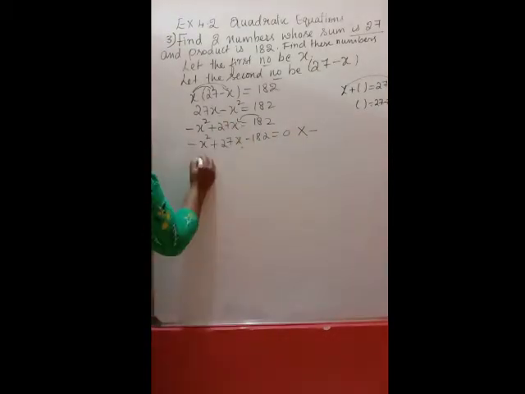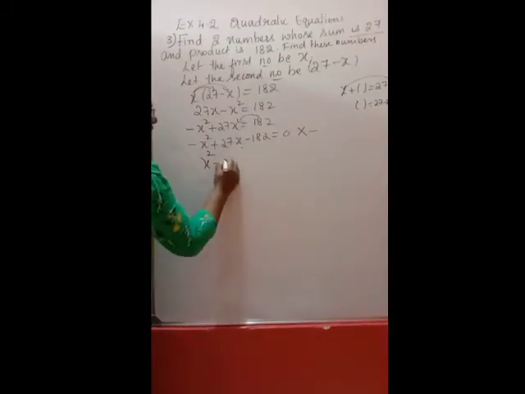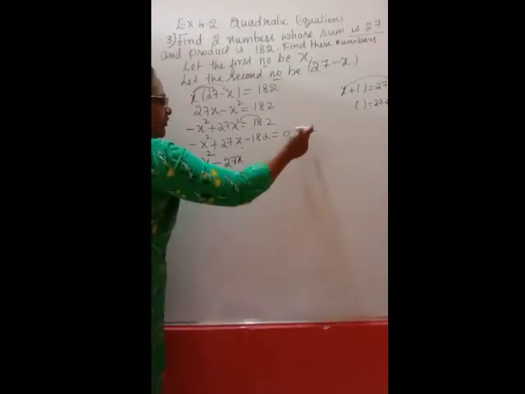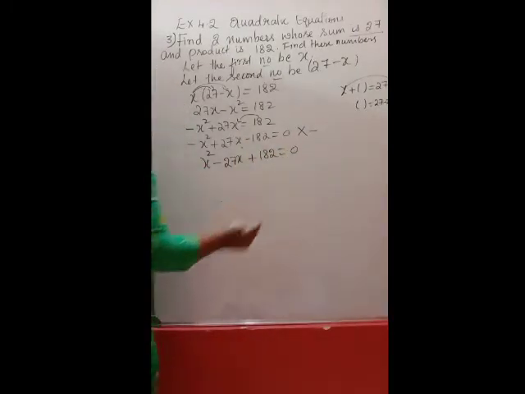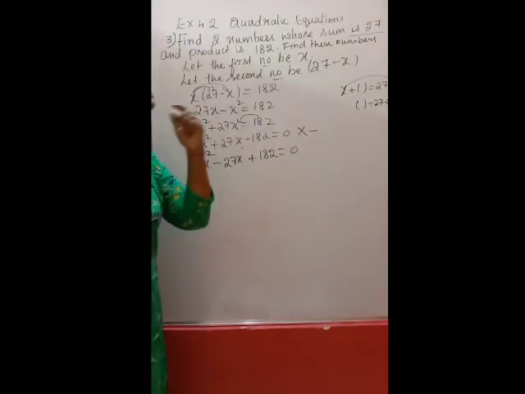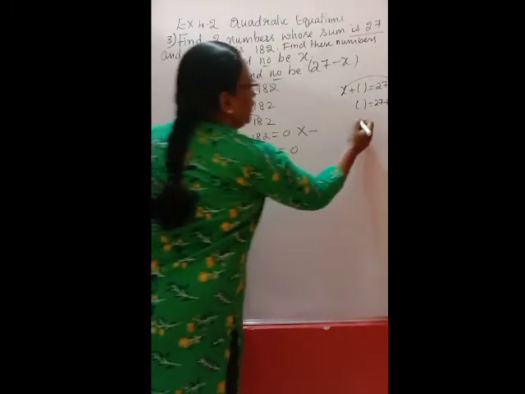Minus into minus x square will become plus x square. Minus into plus 27 is minus 27. Minus into minus is plus. Only you will change the sign, that's all. Change all the signs. Whatever sign they have given, change it. Minus becomes plus, plus becomes minus, minus becomes plus. Now you have to find the factors for 182.